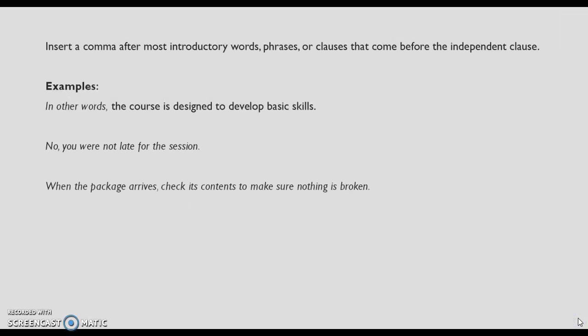Insert a comma before most introductory words, phrases, or clauses that come before the independent clause. Example. In other words, the course is designed to develop basic skills. No, comma, you are not late for this session. When the package arrives, comma, check its contents to make sure nothing is broken. All the words before the comma are introductory words, and you need a comma after them.